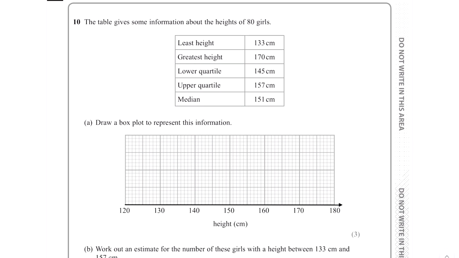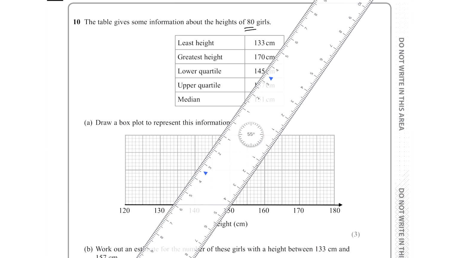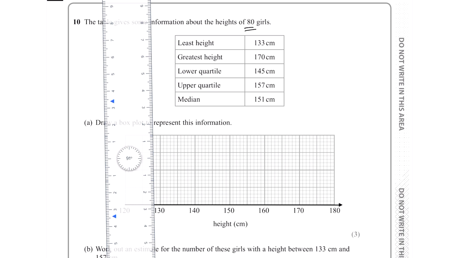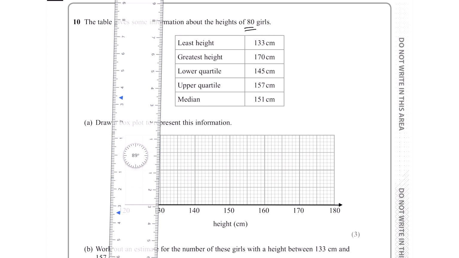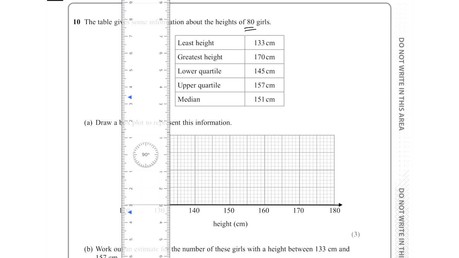The table gives some information about the heights of 80 girls. Okay, draw a box plot. So grab your ruler and read the table. So we can see the least height is 133. So let me get my ruler, make sure I've read the axes. They're all going up by 1 each time. So 133 will be there.